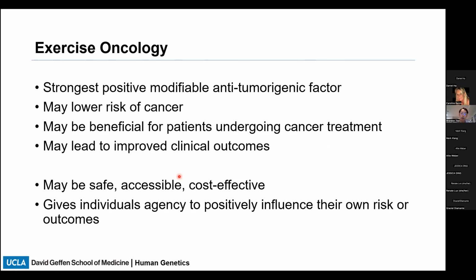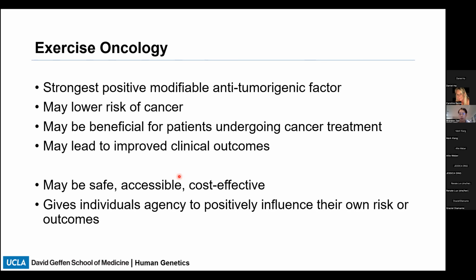Hopefully by now I've convinced you that exercise is the strongest positive modifiable anti-tumorigenic factor, and that exercise can be beneficial at different stages of disease progression. Before cancer diagnosis, exercise can lower an individual's risk for cancer. During cancer treatment, exercise can help patients deal with the side effects of treatment. And after cancer treatment, exercise may lead to better clinical outcomes. This is important because exercise has a lot of public health potential for cancer prevention and treatment because it can be safe, accessible, and cost-effective.